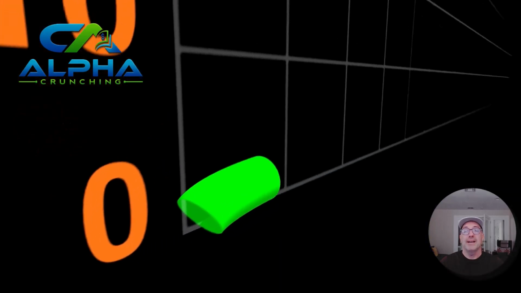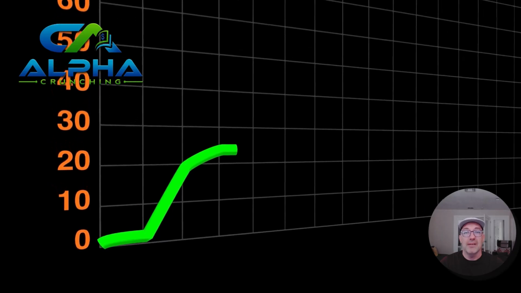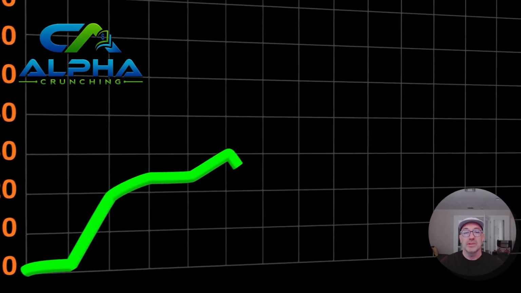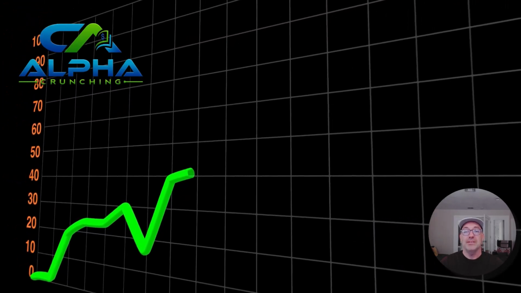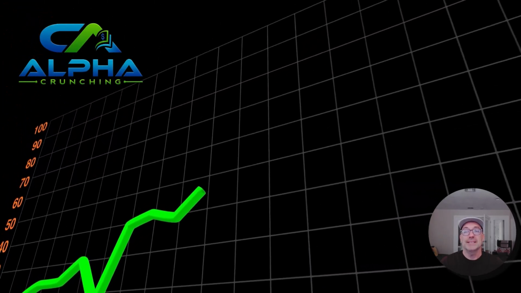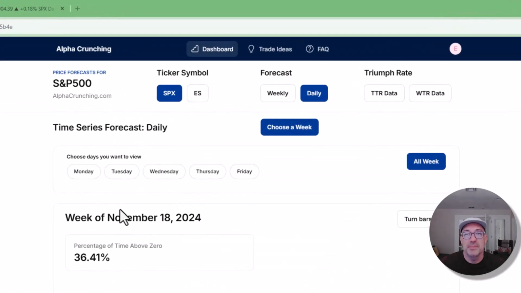We're going to break down how to use the Alpha Crunching TTR indicator for making confident trade decisions, as well as look at the historical performance of today's strategy. Now let's dive into the strategy and get you trading successfully from day one. So the first part of our blueprint for trading SPX options, we're going to log into alphacrunching.com and go to the TTR data.